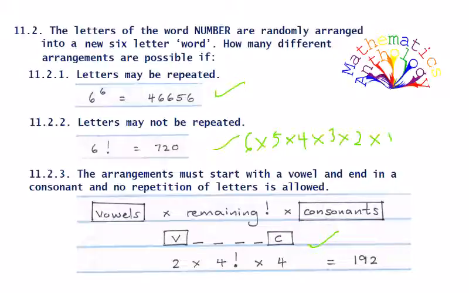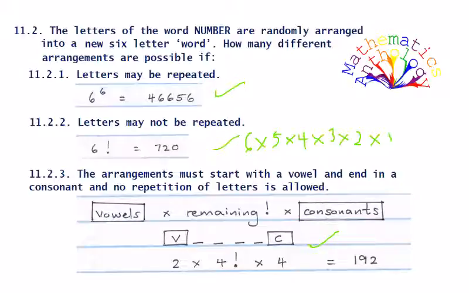How many different arrangements are possible if 11.2.3 the arrangements must start with a vowel and end in a consonant, and no repetition of letters is allowed? So if we're starting with a vowel, the vowel takes up 1 space out of the 6, the first place. Then the consonant takes up the last place of the 6. So the first and last places of the 6-letter word are taken. It means there are 4 spaces left in the middle, which any letters could fill, but those letters can't be repeated, as they said.